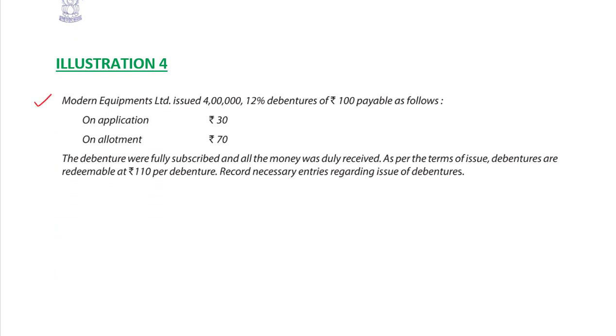Illustration 4. Modern Equipment issued 4 lakh 12% debentures of 100 each, payable as follows: on application 30, on allotment 70. The debentures were fully subscribed and all the money was duly received. As per the terms of the issue, debentures are redeemable at 110 per debenture, that is, at a premium. Record the necessary entry regarding issue of debentures.